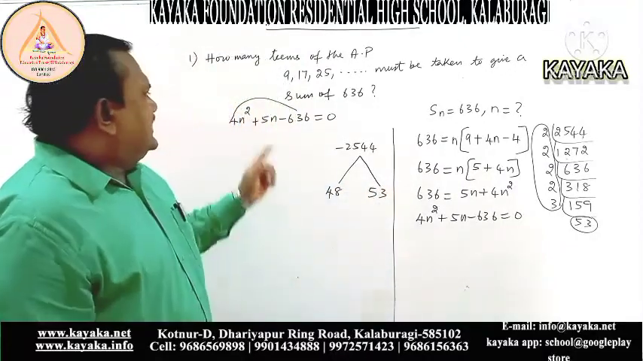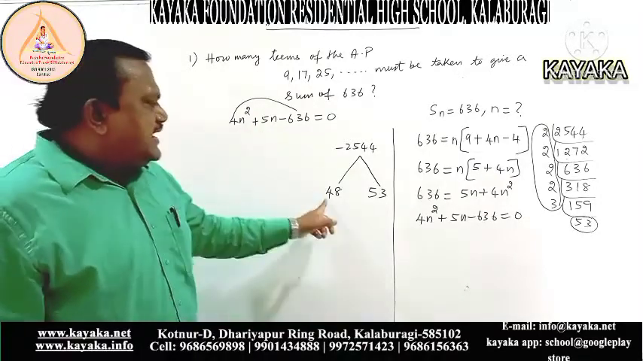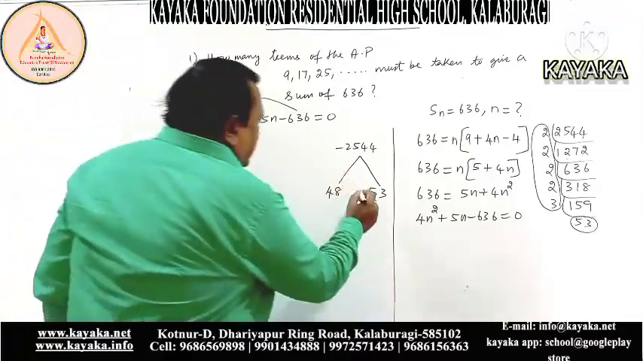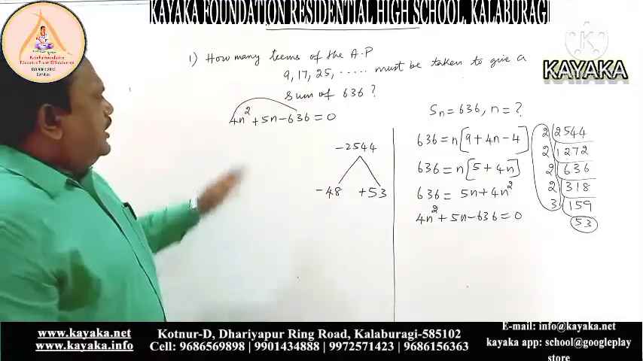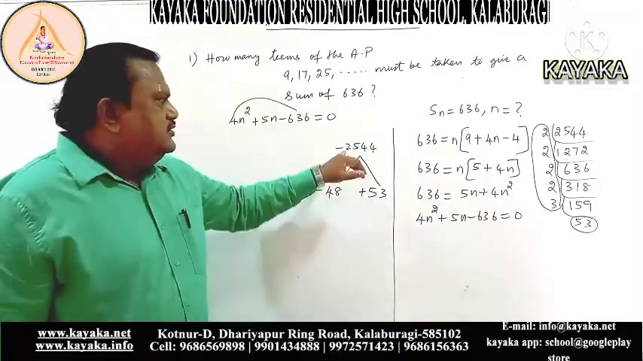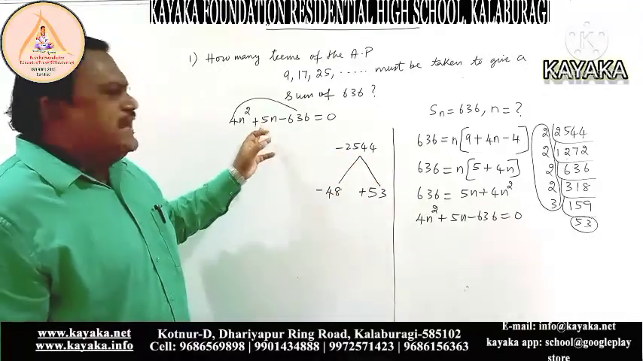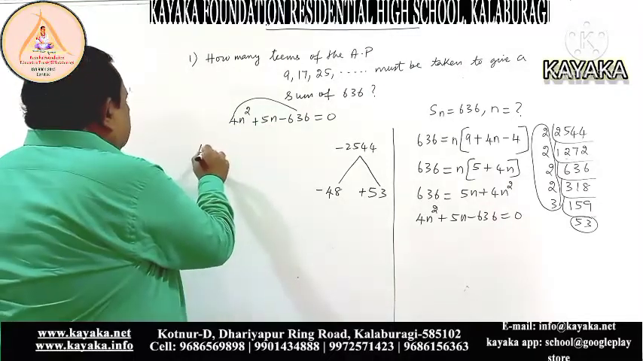Okay, dear children, now you can see here plus sign is there. Therefore, the bigger number must be having the plus sign. Therefore, it will become plus 53 and it will become minus 48. Now you got the two factors. If you multiply these two numbers, you will get minus 2544, and if you add these two numbers, you will get plus 5.